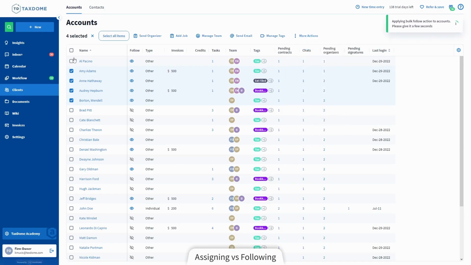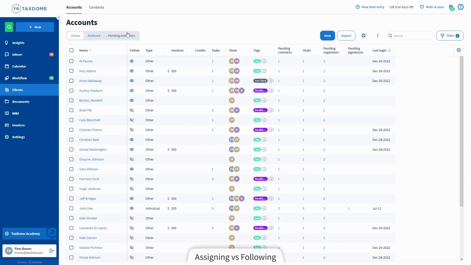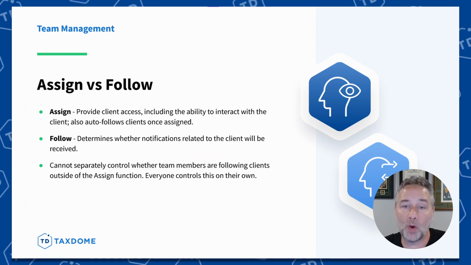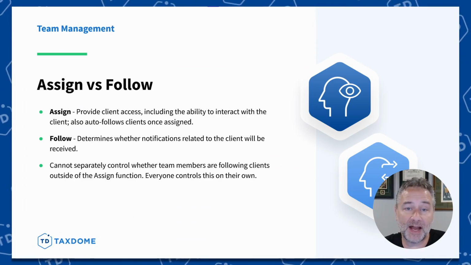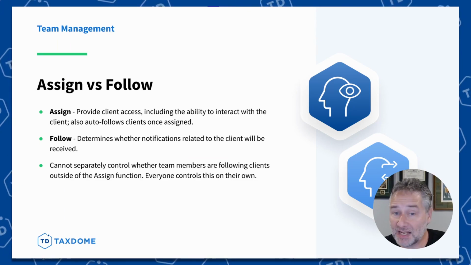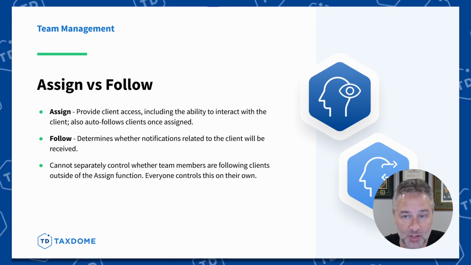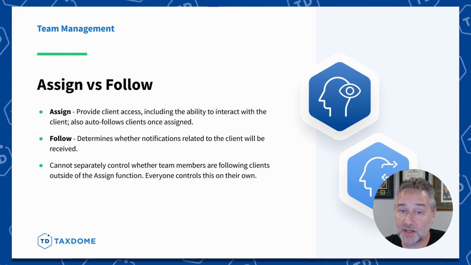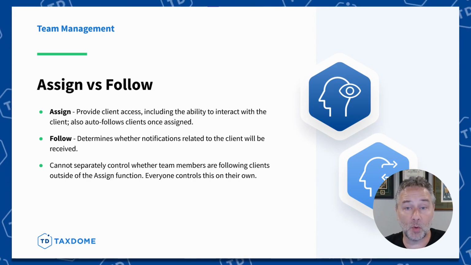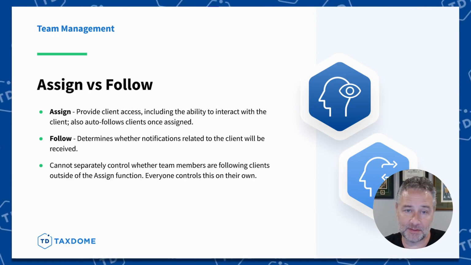Now that you know the difference, how does this help you with your team management? Well, the answer is by knowing that once you assign a team member to a client, they will be notified about them, and once you unassign them, all of the notifications will stop. This will be very important later in this webinar once we talk more about automating assignments.